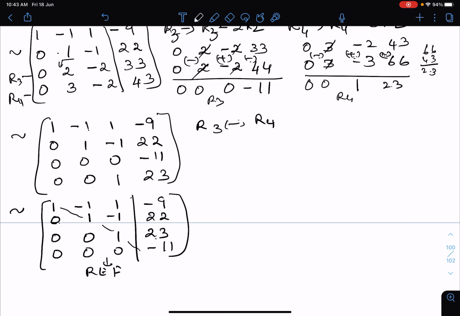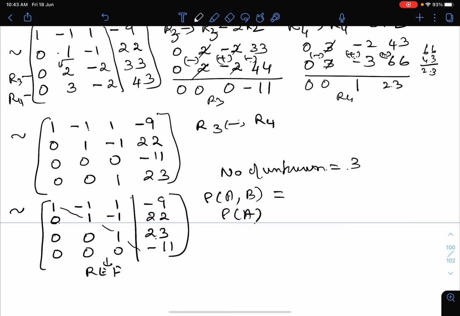Now we are going to write rank of AB and rank of A. And what is our number of unknowns? It is 3: x, y, z. What is our rank of AB? Considering the whole matrix, how many non-zero rows have you got? 1, 2, 3 and this is also 4. So it is 4. Now considering rank of A, this A matrix alone, 4 into 3, 4 rows and 3 columns. Here this is 1, this is 2, and this is going to be 3. How many non-zero rows have you got? 3.